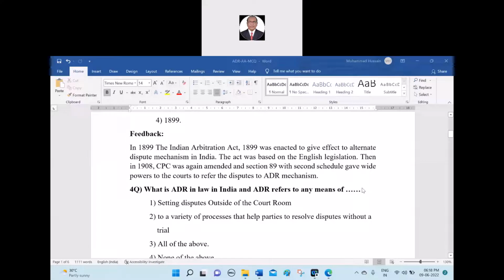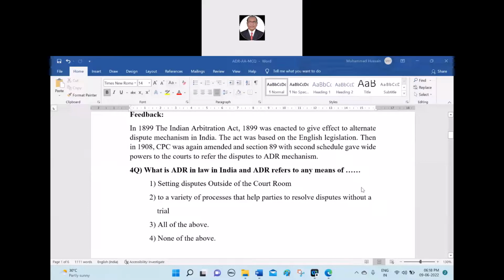Next, fourth question. Anyone can unmute and read the fourth question? Sir, the question: what is ADR in law in India? ADR refers to any means of dash. Option 1, setting disputes outside of the courtroom. 2, a variety of processes that help parties resolve disputes without a trial. 3, all of the above. 4, none of the above.